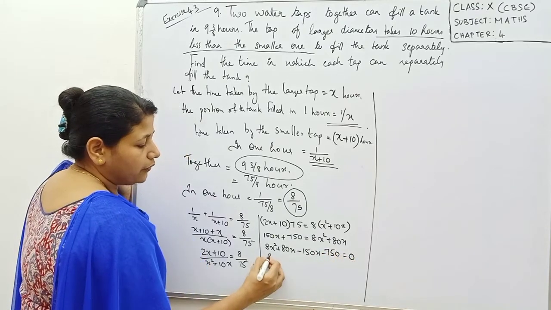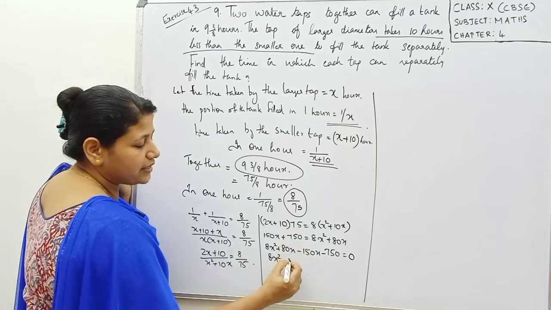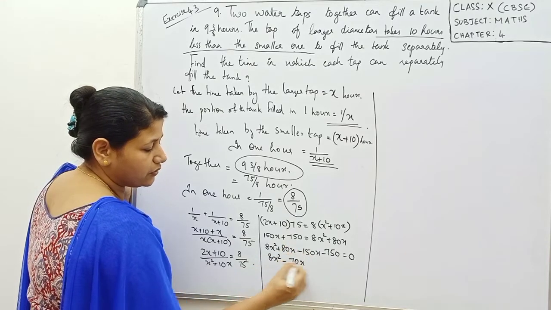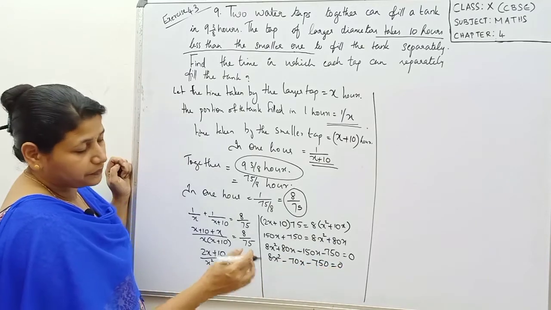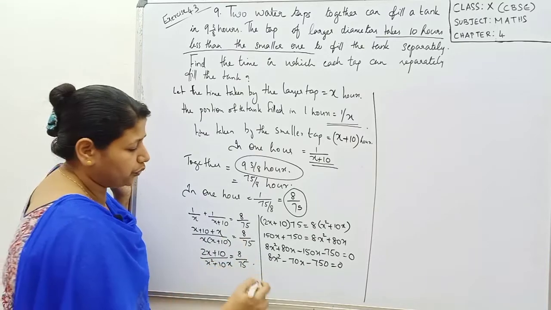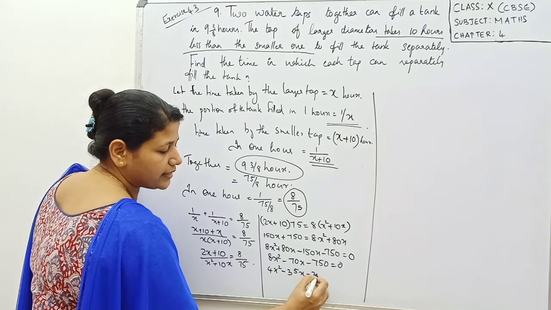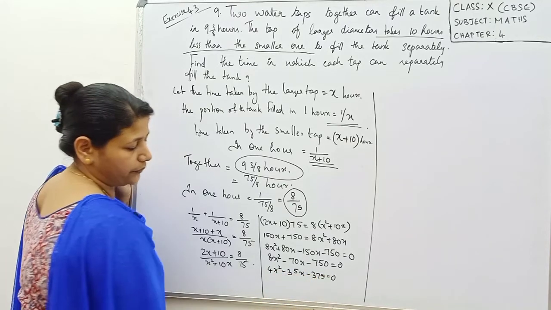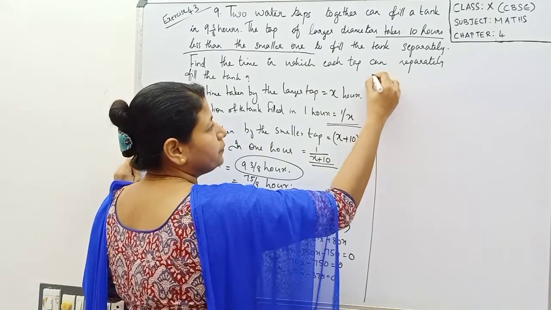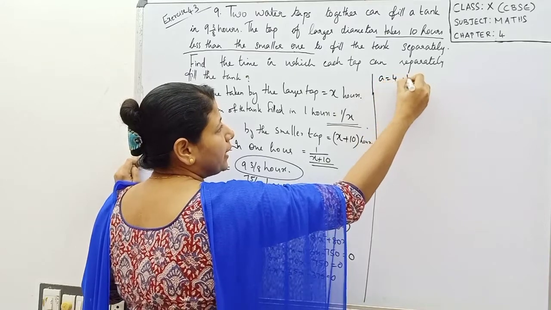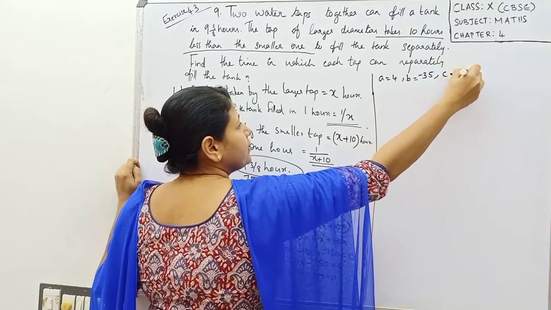Now we can write 8x square, 80x minus 150x. 150 minus 80 is 70x. The larger has the negative sign, so we put negative 70x, minus 750 equal to 0. This equation can be divided by 2, then you will get 4x square minus 35x minus 375 equal to 0. This is of the form ax square plus bx plus c, where a equal to 4, b equal to negative 35 and c equal to negative 375.